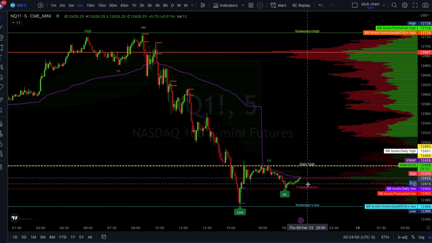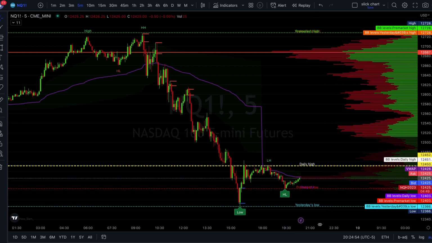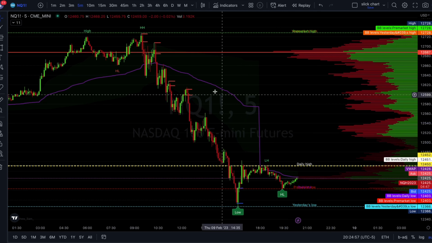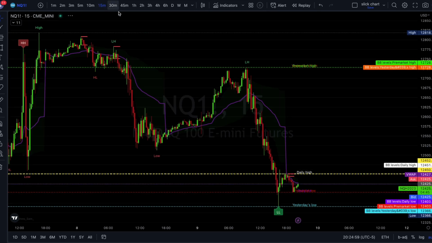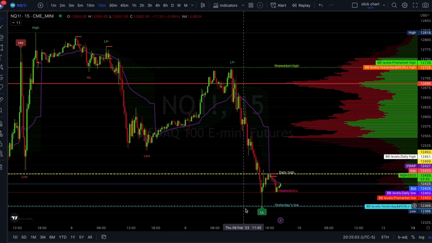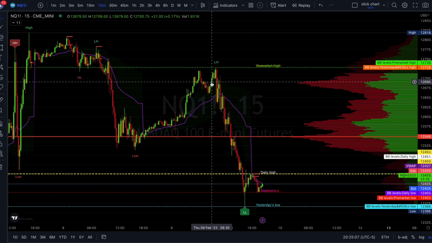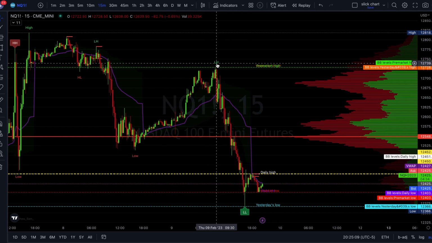If we reject, we're going to come back down to pre-market low, yesterday's low, and then maybe continue trending down. So what these levels do is allow you to see where it's heavy resistance, and also let you see where it's heavy supply and demand. These levels allow you to take scalps and day trade.